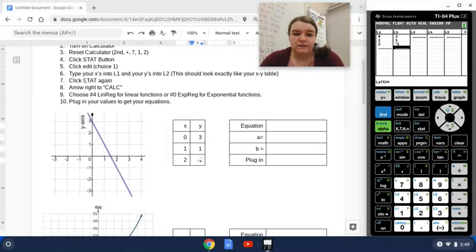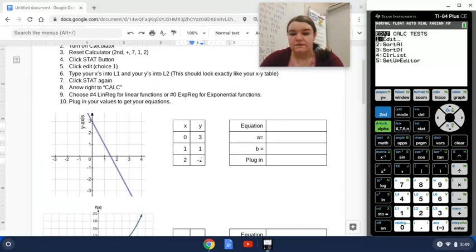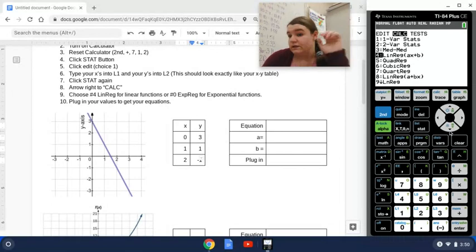So it says click stat again. So I'm going to click stat. Then it says arrow right to calc. So calc is up here at the top. I'm going to arrow to the right and hover over calc. And then when I choose that, I'm going to choose choice 4, lin reg, because this is a linear function. This is called linear regression. We are going to use it in one of our next units. But for now, it's going to tell us the equation of a line.